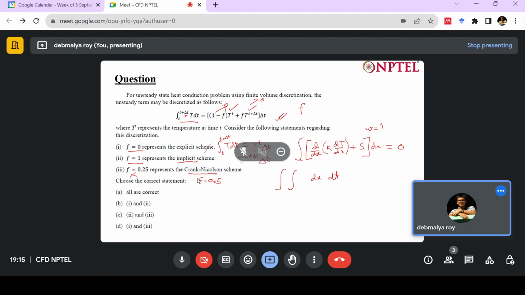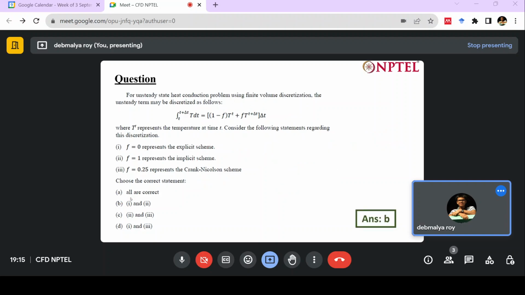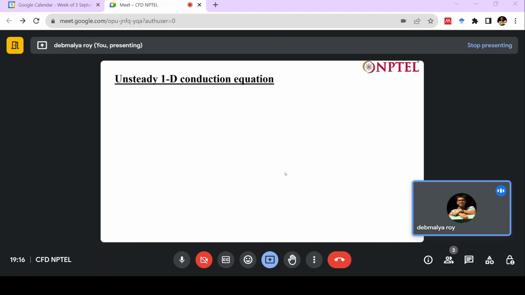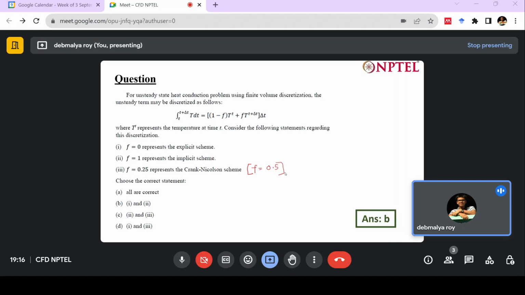Among the following statements, which one would be correct? Statements 1 and 2 are correct in this case. In the third case, we should have f equal to 0.5. So this is basically what we talk about when we discuss unsteady equations. These are the basic schemes that we should keep in mind.